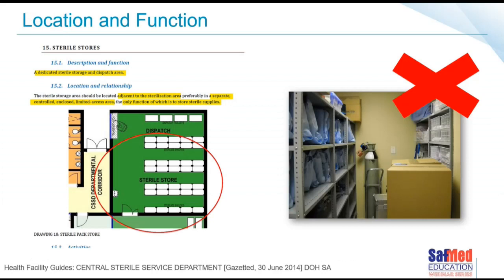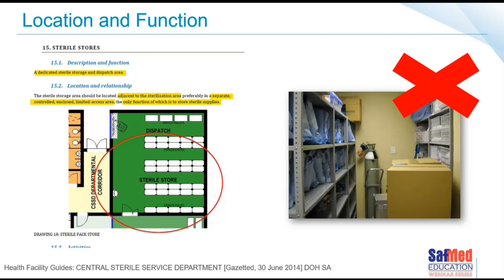Moving on to various parts of the Health Facilities Guide for CSSD, and as we said, focusing now on sterile storage. The sterile storage area should be located next to the sterilization area. It should be a dedicated storage and dispatch area. It should be separate. It should be controlled. It should be enclosed, and there should be limited access to the area. And the only function of that sterile storage area is that of storing sterile supplies.